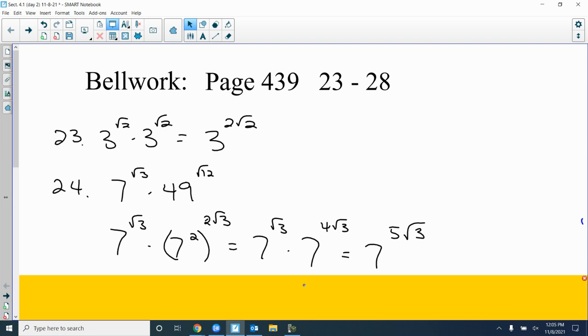All right, first one. 3 square root of 2 times 3 square root of 2. Add exponents. Radical 2 plus radical 2 would give you 2 square root of 2. And we're just going to leave it like that. That's how they want that answer. Okay, 3 square root of 2.